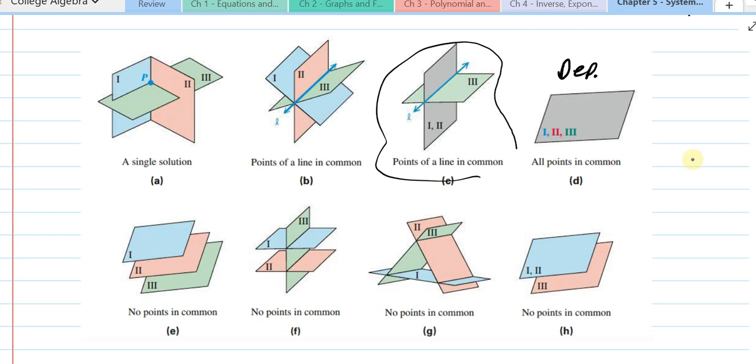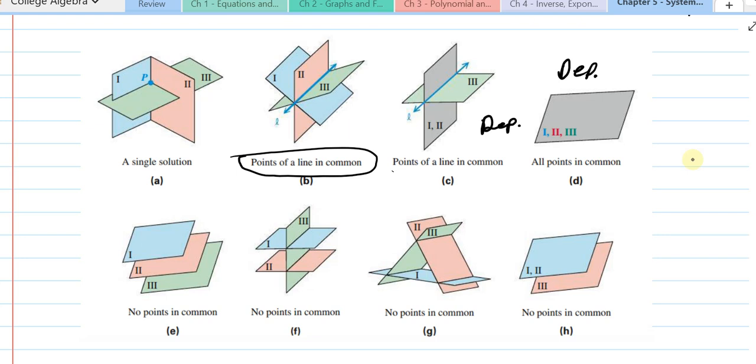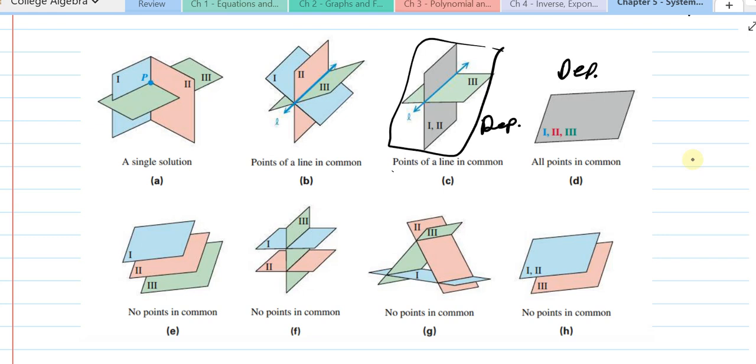Look at this one. The way the surfaces come together, now they come together on a common line. That's also a dependent system. It has infinite solutions. Okay. And this one, points of a line in common, that one has infinite solutions. Again, the difference is how the surfaces come together. The fact that there is a line in common means any point on the line is a solution, right? So I have a point here, solution, solution, solution. So these have infinite solutions.